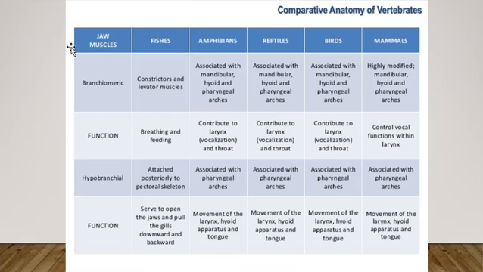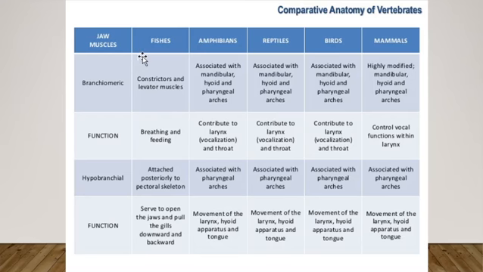Now, what happened also in other groups of animals? So, in terms of branchiomeric and hypobranchial, what will be the function?